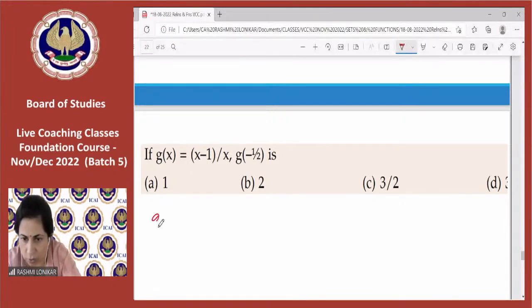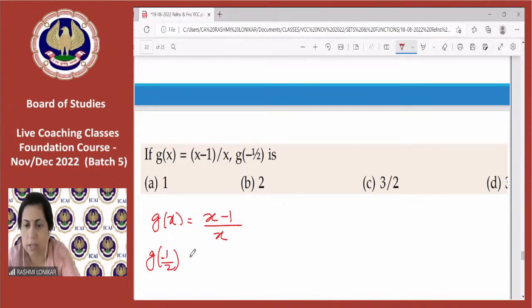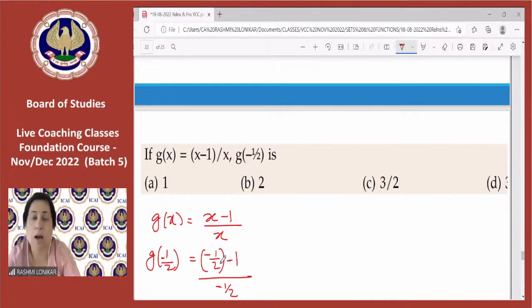So g of x is this much. Now g of x is equal to x minus 1 upon x. What do they want you to find out? G of minus half. So instead of x, I'm going to write minus half. So this is minus half minus 1 upon minus half. How much is minus half minus 1? This is equal to minus 3 by 2.